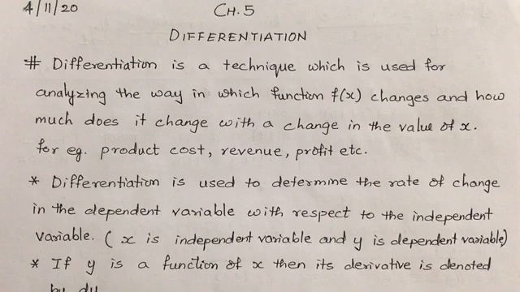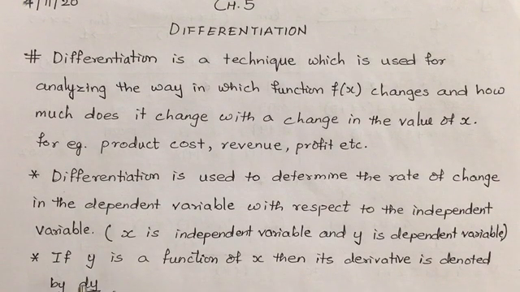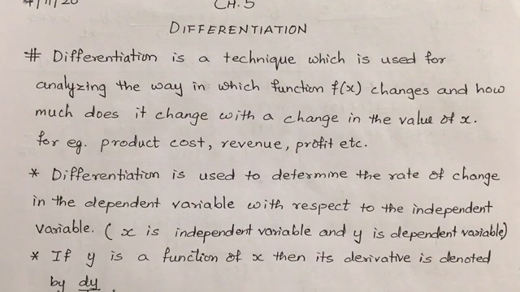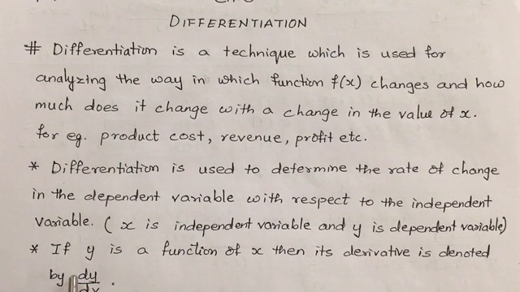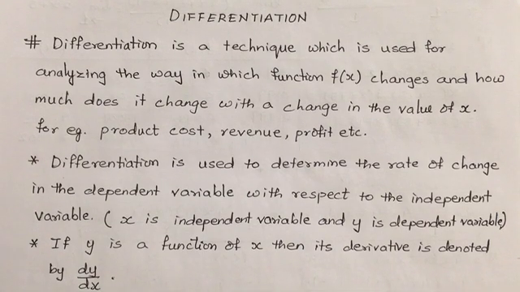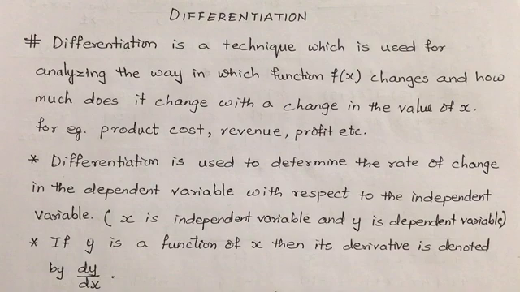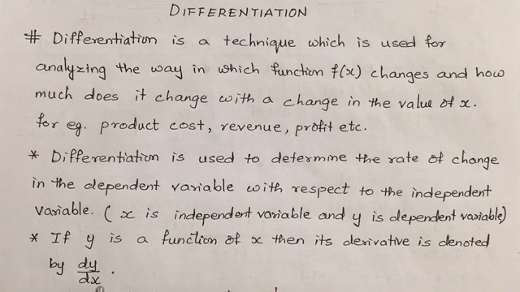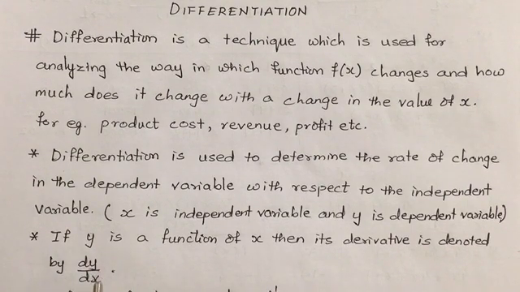And how do we denote differentiation of any function or any variable? If y is a function of x, then its derivative is denoted by dy by dx. So we write it as differentiation of y with respect to x. We read this dy by dx as differentiation of y with respect to x.